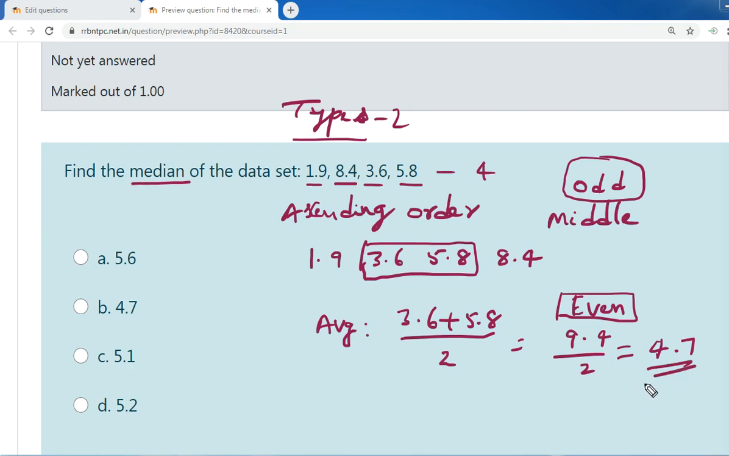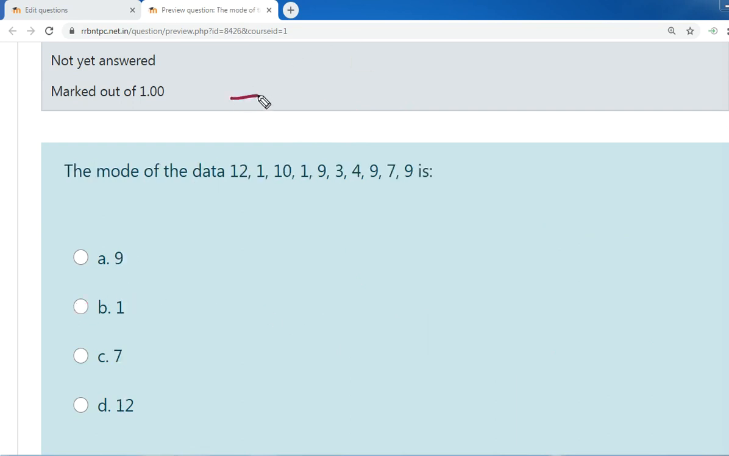Whenever the number of elements is even, we have to find the average of the middle two elements. That you need to remember. If the number of elements is odd, very simple, whatever the middle element is will be the median of the given data. So the answer is 4.7.